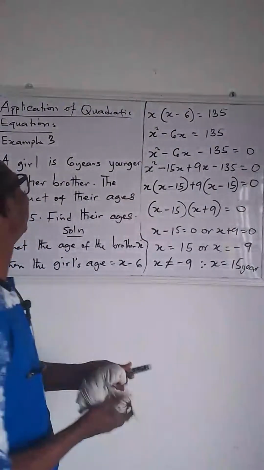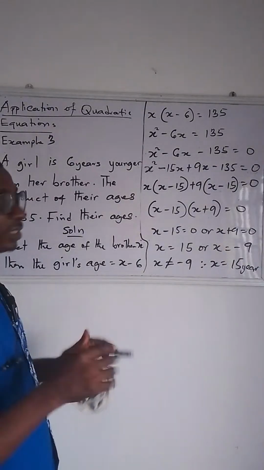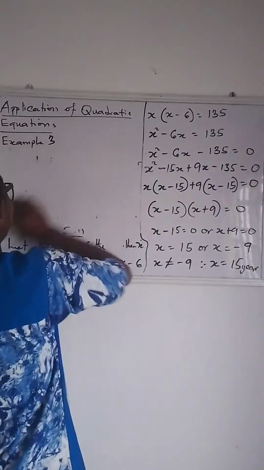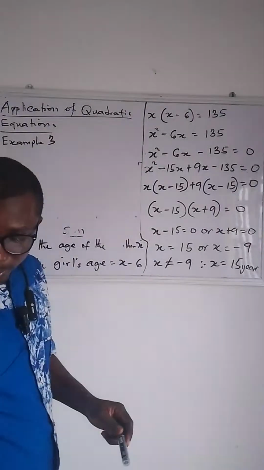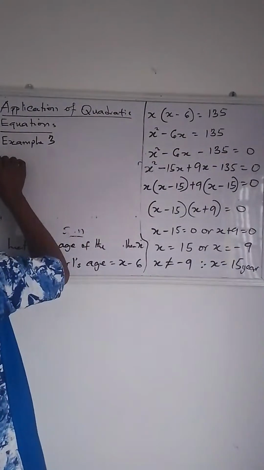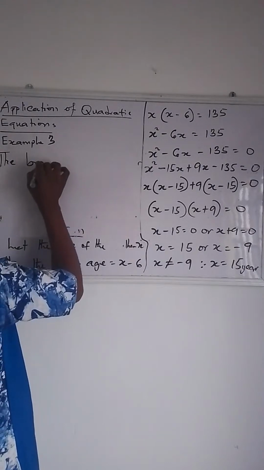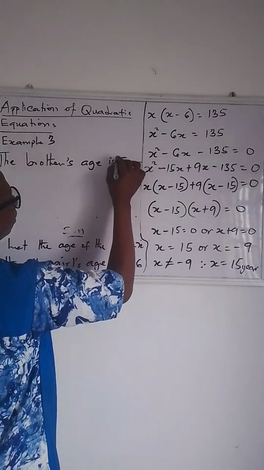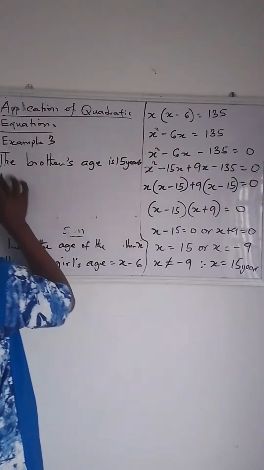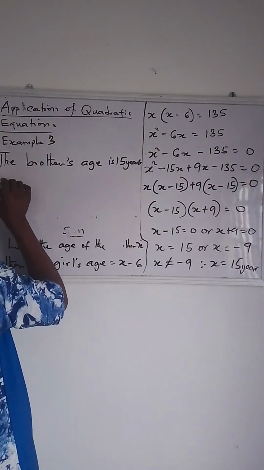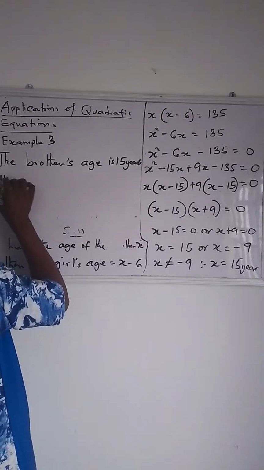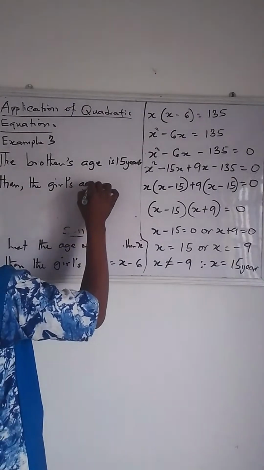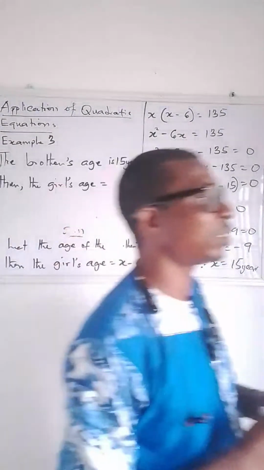Now, what is going to be the age of the girl? Is anybody telling me? Please drop your answer in the comment section. What's going to be the age of the girl? The brother's age is 15 years. So what is going to be the girl's age?